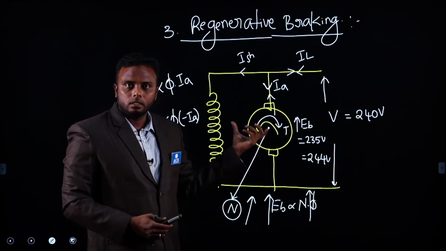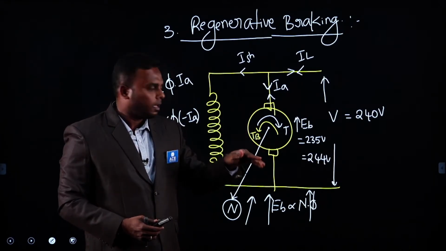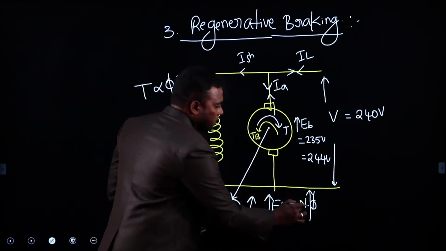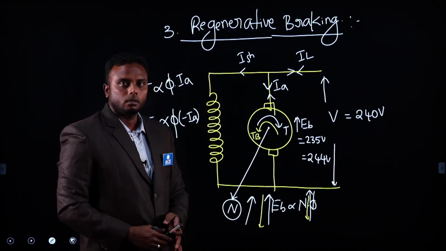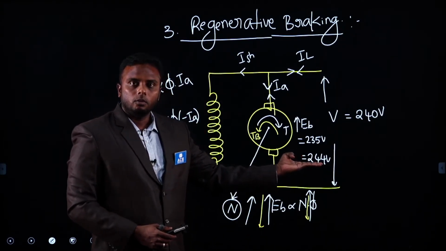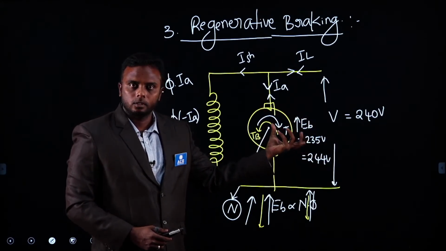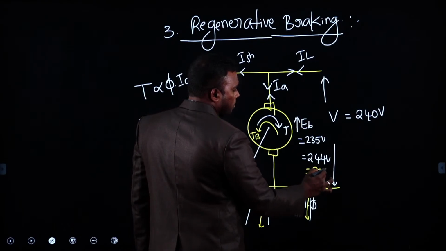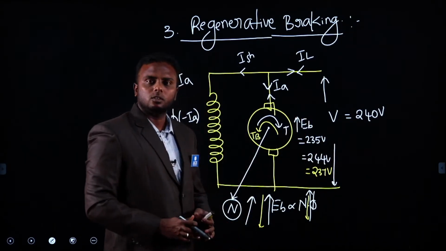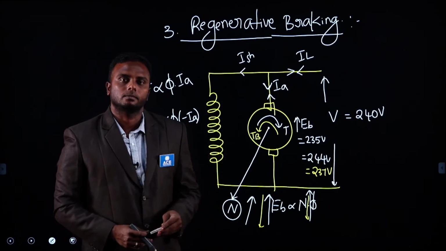During this braking operation, speed decreases again. As speed is decreasing, what happens to the back EMF? It decreases again. Previously it was 244, no. Now it will reduce below 240. So once this voltage comes below 240, for example some 237 volts or 239, less than 240.